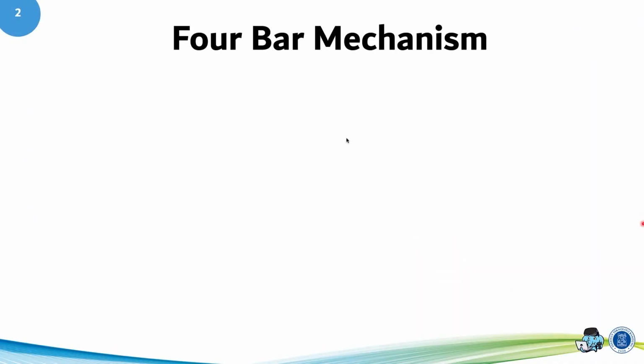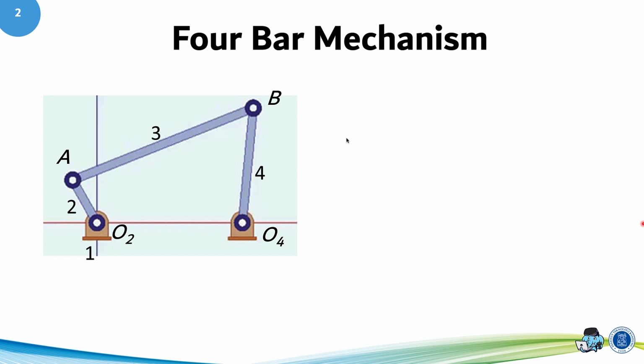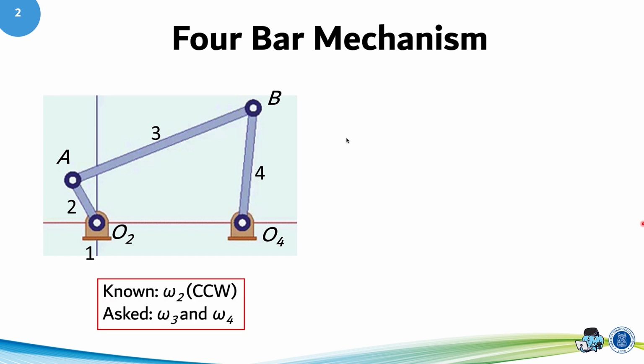Today, we want to discuss the velocity analysis by the polygon method in the 4-bar mechanism. As usual, we have a 4-bar mechanism. The magnitude and direction of the angular velocity of link number 2 is already known, and we want to find omega 3 and omega 4.